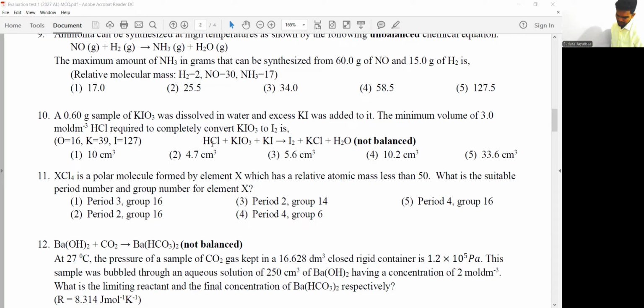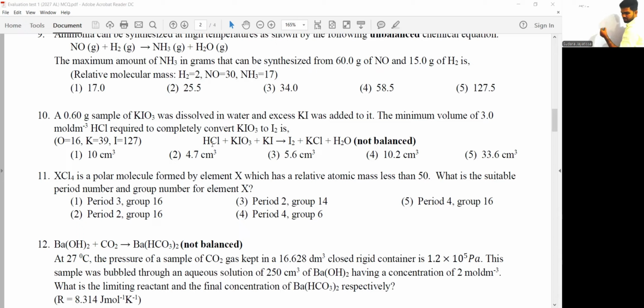Okay, see, 0.6 grams of KIO3 is dissolved in excess KI. So it is excess, no? So that means that 0.6 KIO3 is fully reactive. In the question, it is asking the minimum volume of 3 mole per decimeter cube HCl required to completely convert KIO3. Yeah, there is a third reactant also. So let's take the reaction anyway.